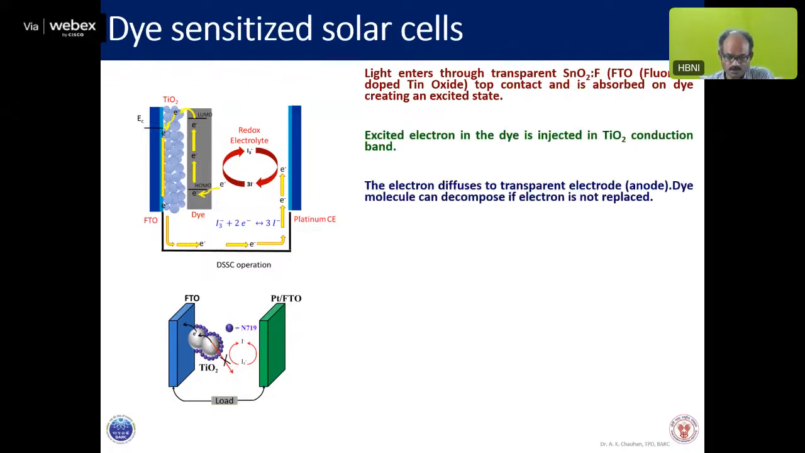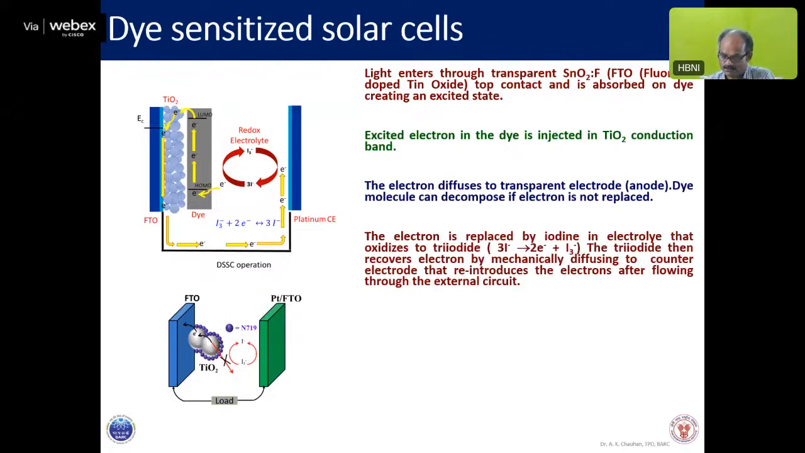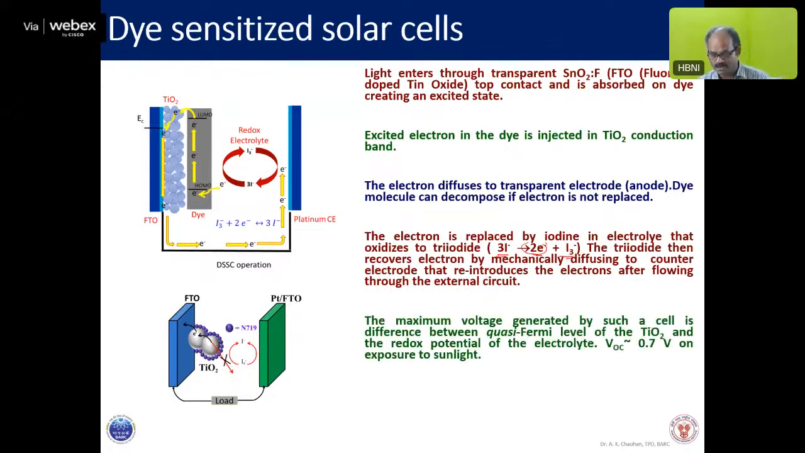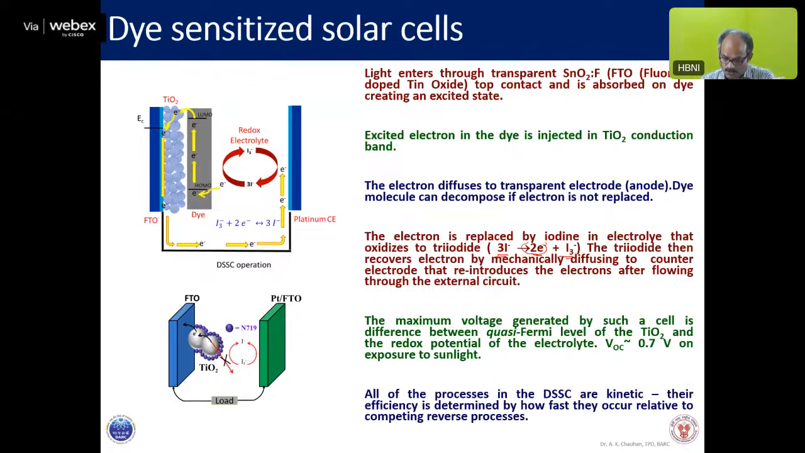So this is what I have written once again, which I explained to you verbally. The 3I minus releases an electron and gets converted into I3 minus, and then again by taking an electron, this gets converted back. So all of the processes in DSSC are kinetic. Their efficiency is determined by how fast they occur relative to competing reverse processes.